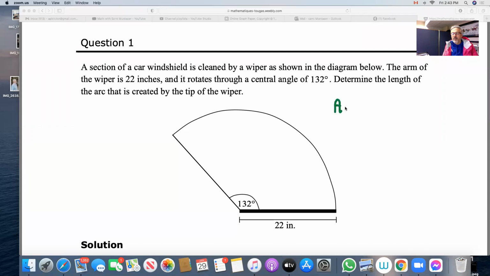The arc length equals r theta. r is the radius. Theta is the angle, and it has to be in radians. So basically what we're trying to do is find the arc length, which is this part right here. That's what we're trying to find, the arc length.